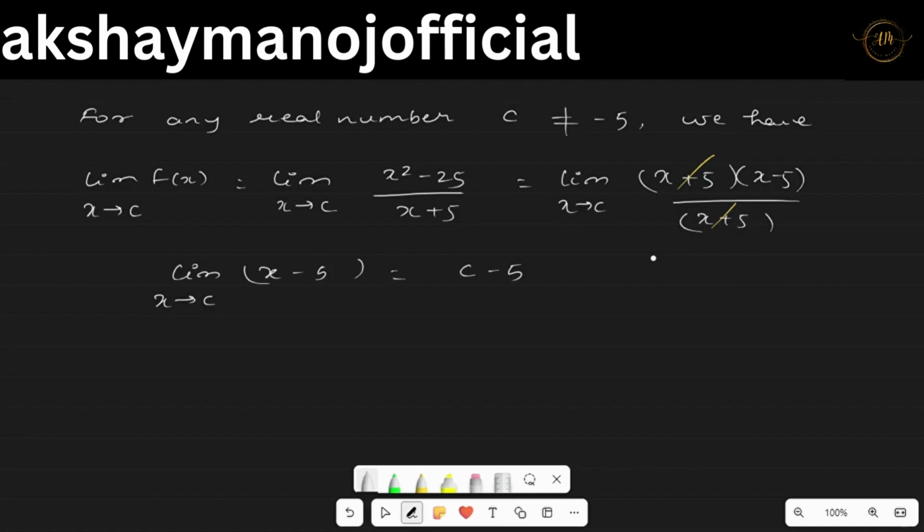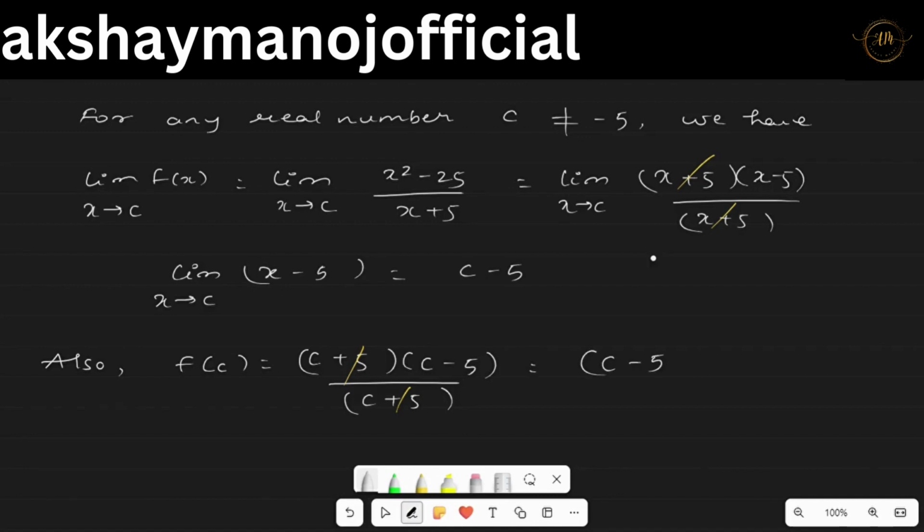Alright, and also we have f of c is equal to c plus 5 into c minus 5 divided by c plus 5. The c plus 5 and c plus 5 get mutually cancelled, so we are left with c minus 5, provided c is not equal to minus 5.